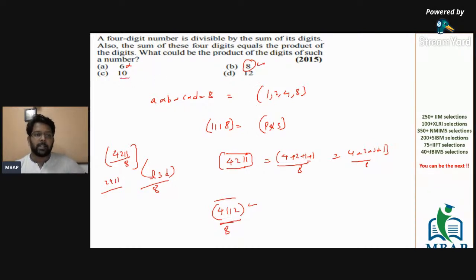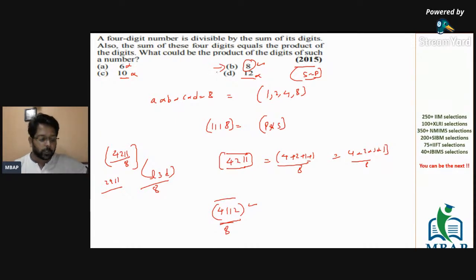And if you try for 8, 10 and 12 also, you will not get any other combination where the sum is equal to the product of the given digits, right? So why will I not try with C and D? Because I already got the value B. And there's no option which is saying more than one of the above.